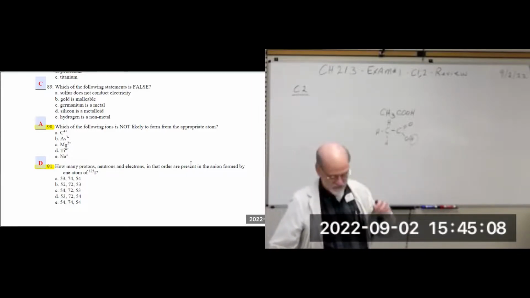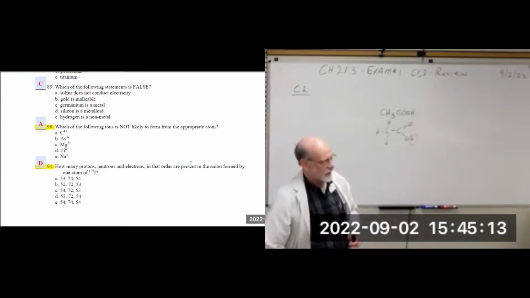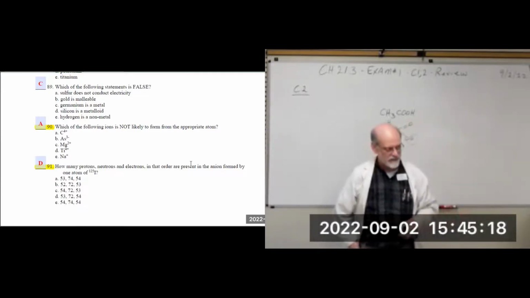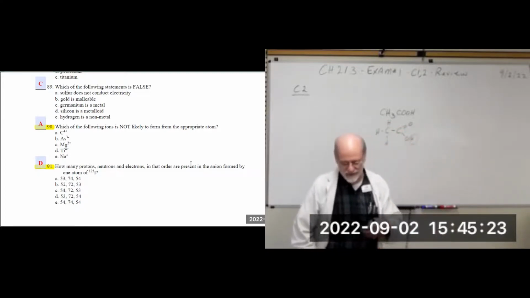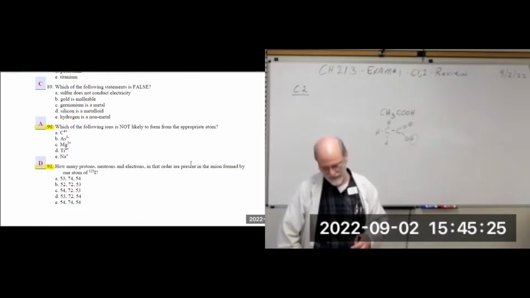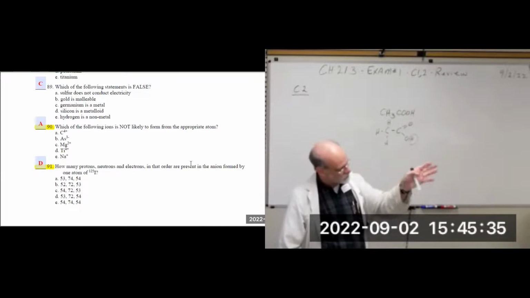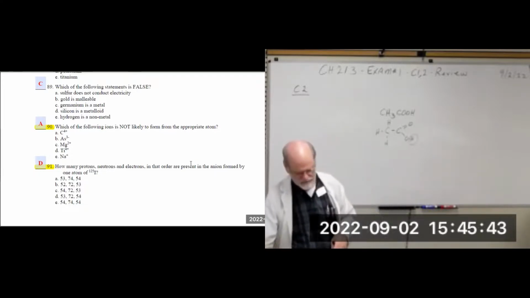And then C4+. Which of the following ions is not likely to form from an appropriate atom? All right. Carbon is not likely to form an ion ever, although it does. But it's the least likely. So that wouldn't be a good question because you can get C4+, but it's the least likely of all of them to form. Because it's in the middle. It could go 4- or 4+. Actually go any number of different ways. So that's not a good question.